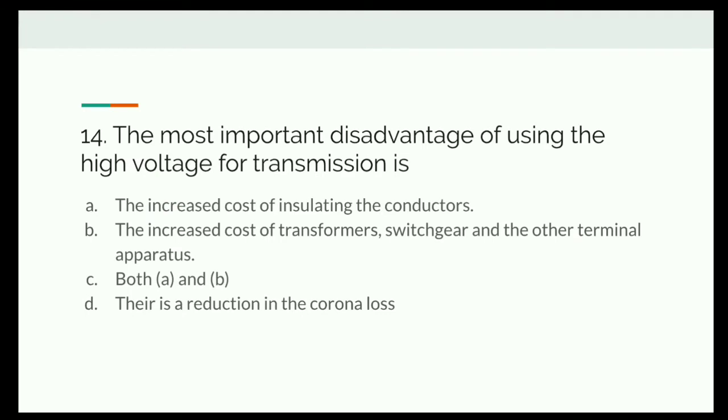The most important disadvantage of using high voltage for transmission is: option A, the increased cost of insulating conductors; B, the increased cost of transformers, switchgear and other terminal apparatus; C, both A and B; D, there is a reduction in the corona loss. And the correct answer is both A and B.